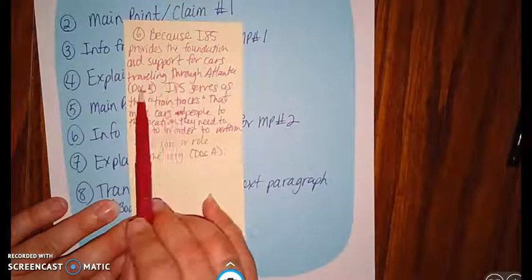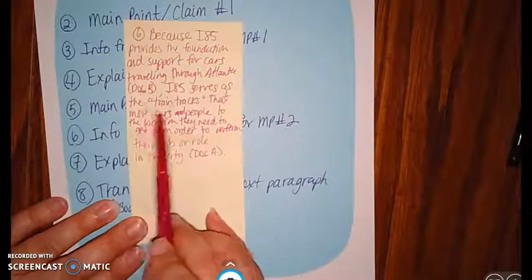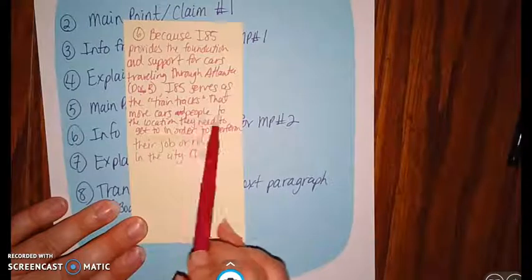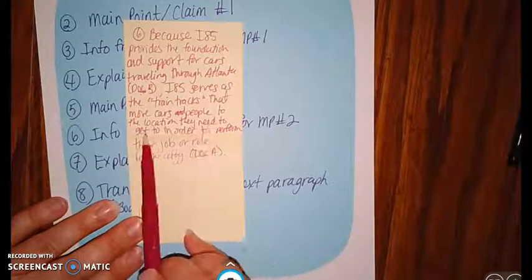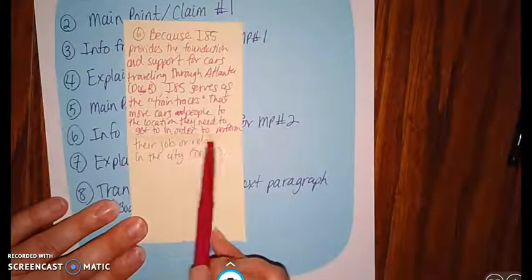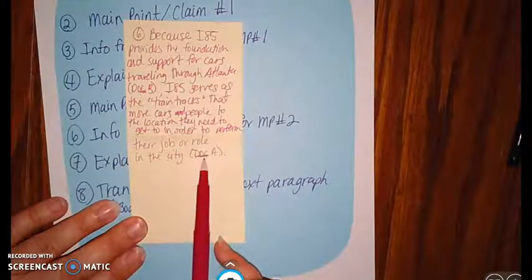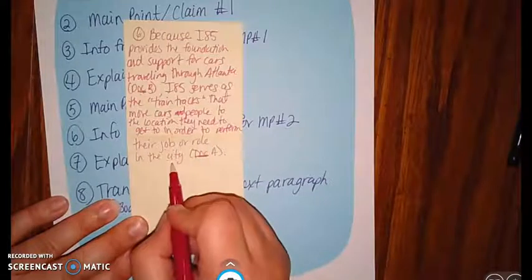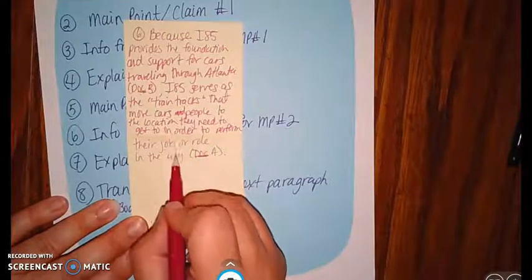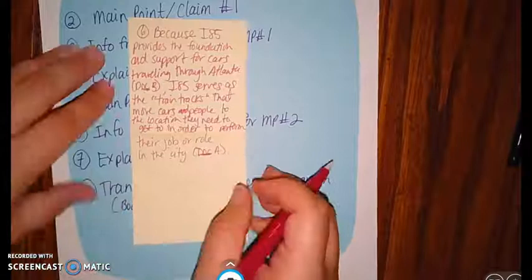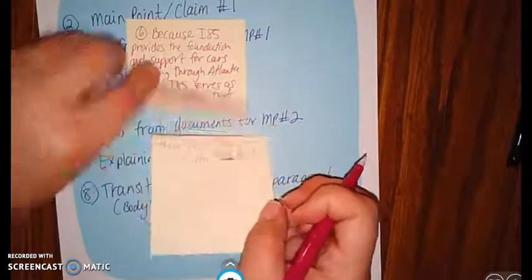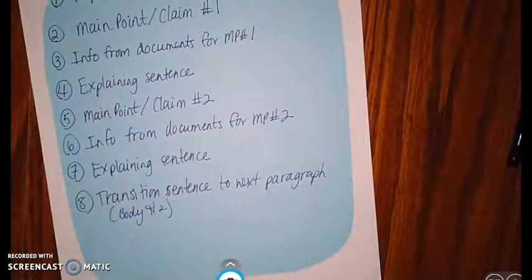and I got that information from document B, I-85 serves as the train tracks that move cars and people to the location they need to get to in order to perform their job or role in the city. And I got that from document A. So the idea that Atlanta, the city, can be a cell came from document A. So giving as much evidence to your reasoning is what's going to help us pass Gateway.